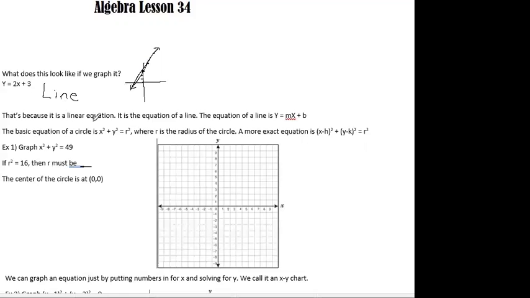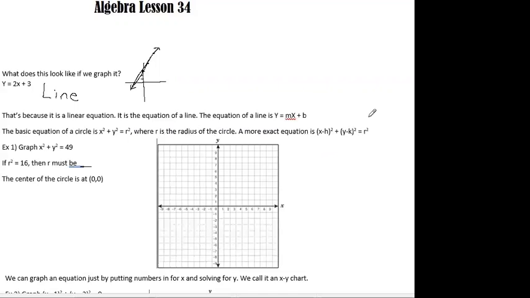That's because this is a linear equation. It's the equation of a line. We know that the standard form of the equation of a line is y equals mx plus b. So today we're going to get into 2 other shapes that you can graph on a coordinate plane that we haven't done before. So the basic equation of a circle is x squared plus y squared equals r squared. This is where r is the radius of the circle.